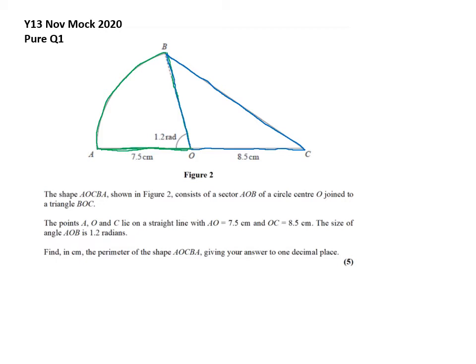We can find the arc length AB. The angle is given in radians, so use the formula for arc length when the angle is in radians. This is simply r theta. So here my radius 7.5 times theta in radians, which is 1.2, to give us our arc length 9 centimeters. So in terms of the perimeter of the shape, we've now got the 9 centimeters that we need for the arc length.